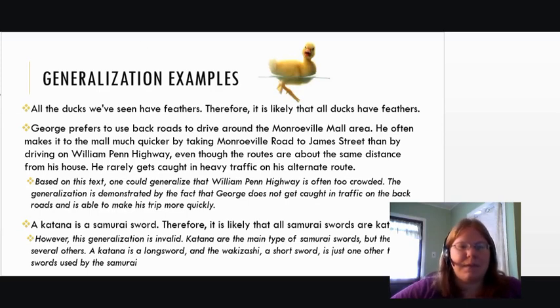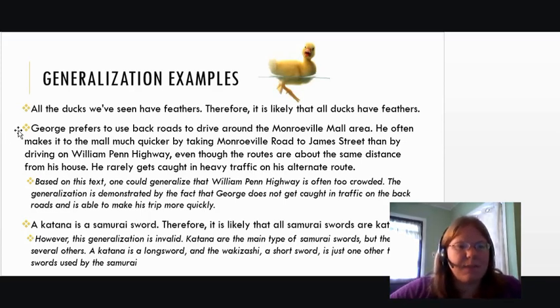So here's some other examples. All ducks we've seen have feathers. Therefore, it is likely that all ducks have feathers. That's a generalization. I've taken a look at the evidence I see, and I'm going to make a type of rule. My rule is all ducks have feathers.